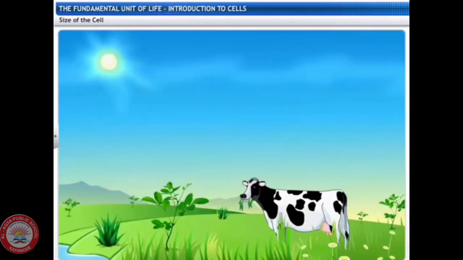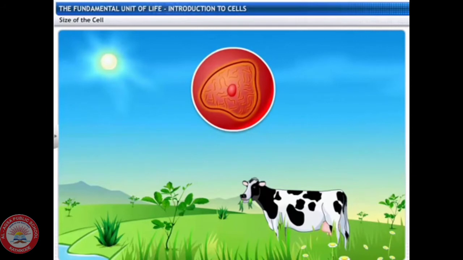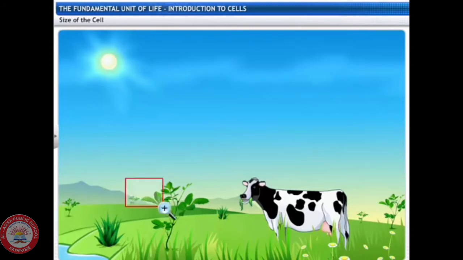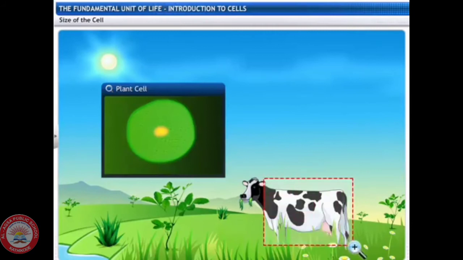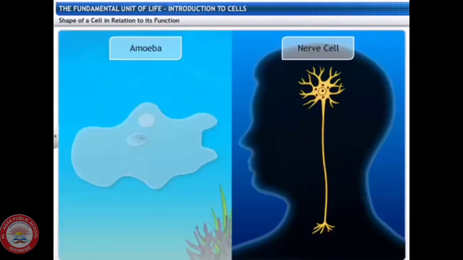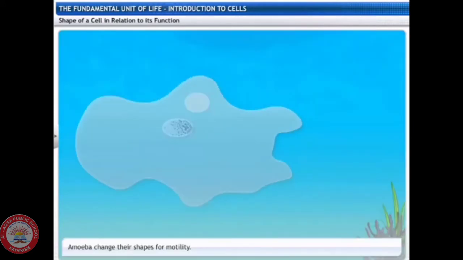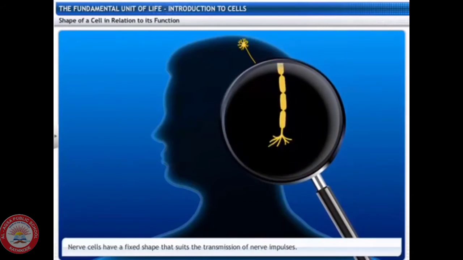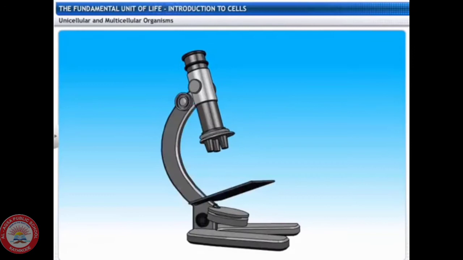All organisms are made up of cells. The term cell is derived from the word cellular, which means a little room. Plant and animal cells are too small and are visible only under a microscope. The shape and size of cells are related to the specific function they perform. Some cells, like amoeba, have changing shapes. This helps the amoeba in movement and in capturing prey. Some cells, like a neuron, have a fixed shape that help in its function of transmitting messages.